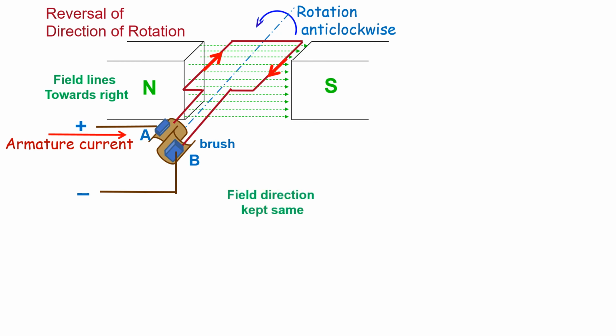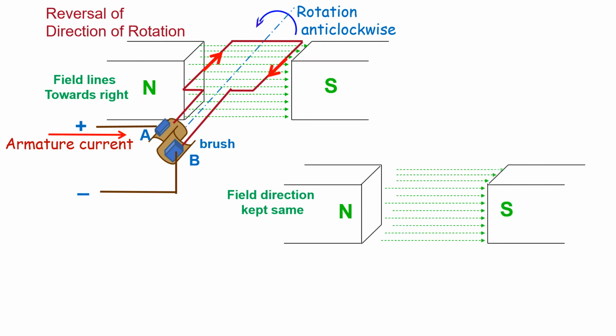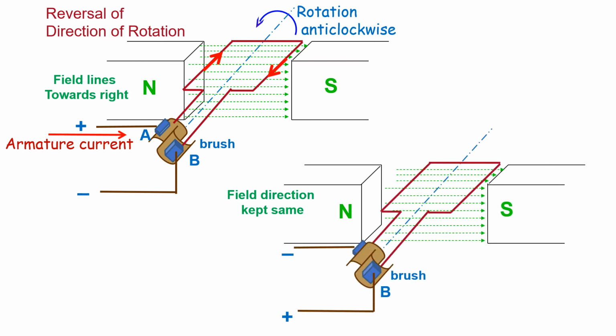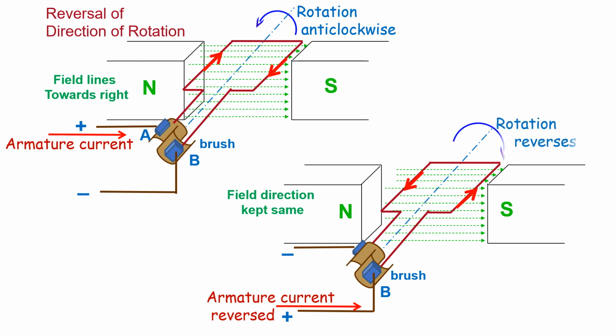Now keep the field direction same towards right. The armature current is reversed. You can see the armature current flowing through brush B. Through brush B, the coil currents are shown by arrows. If you apply Fleming's left-hand rule, you can find the coil rotation reversed.